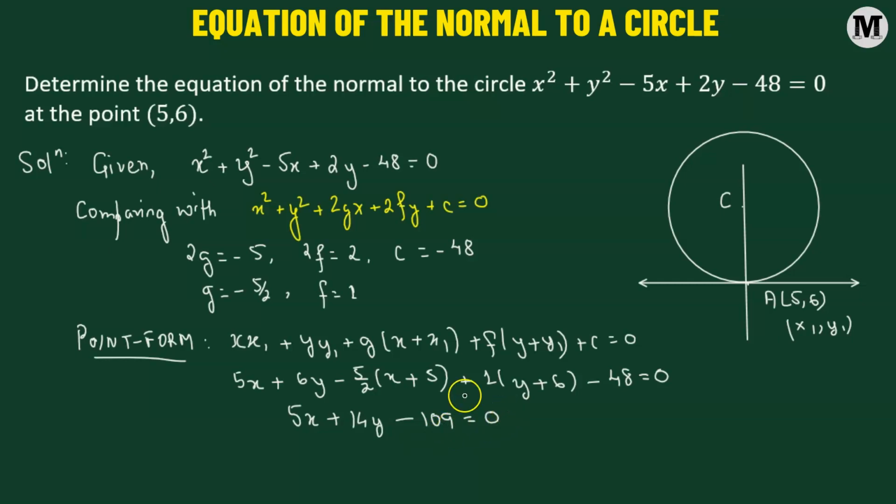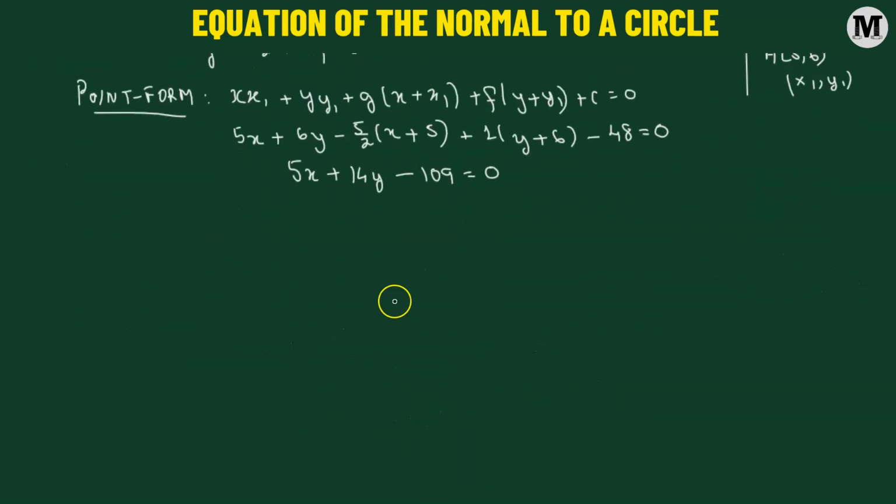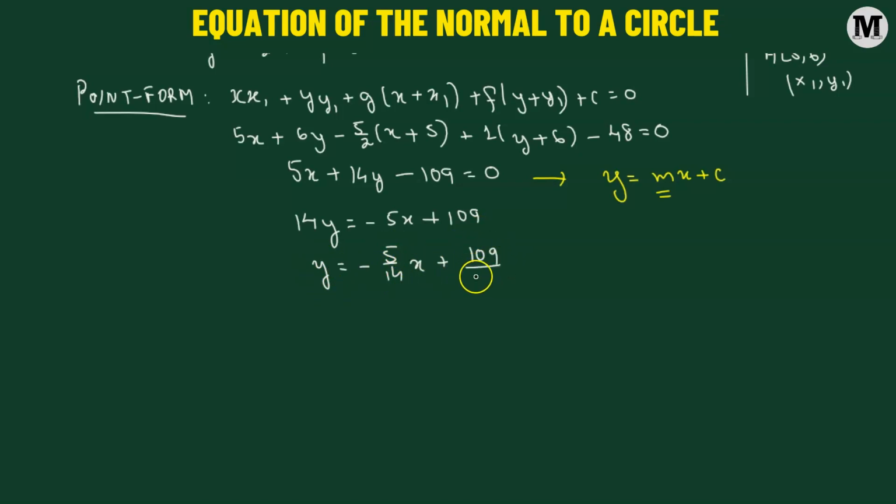Let's figure out the slope of the tangent line. To find it, we rewrite this equation in the slope-intercept form, which is y equals mx plus c, where m is the slope. So we have 14y equals negative 5x plus 109, so y equals negative 5 over 14 times x plus 109 over 14. Here we have the slope m equals negative 5 over 14, which is the slope of the tangent line.